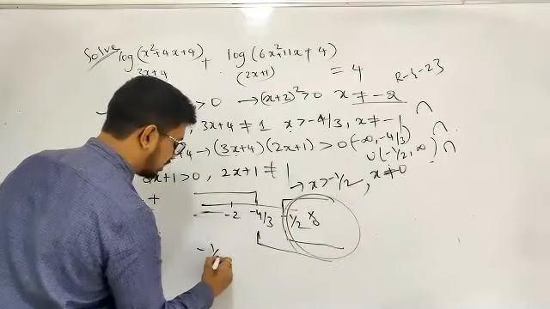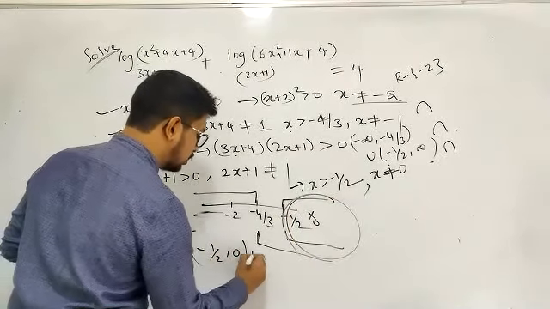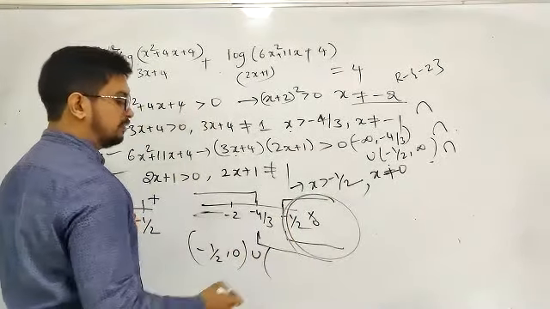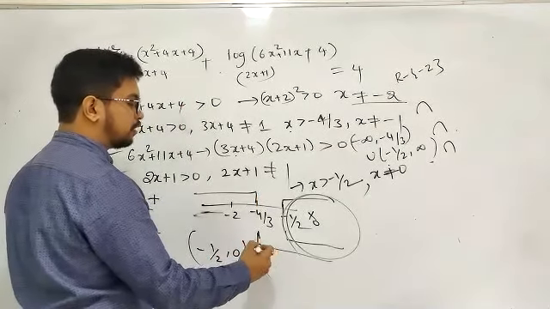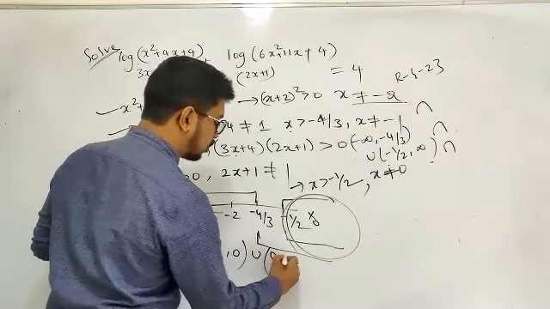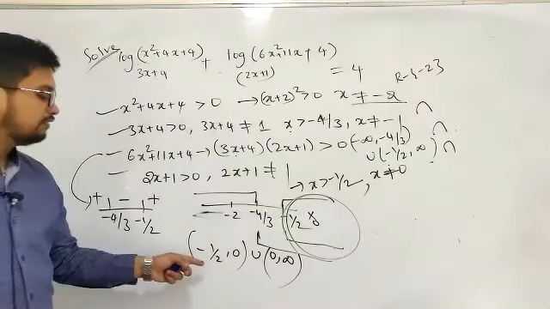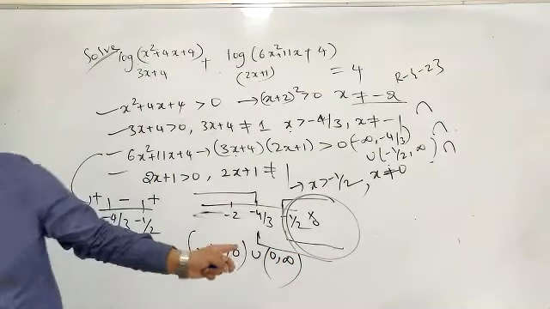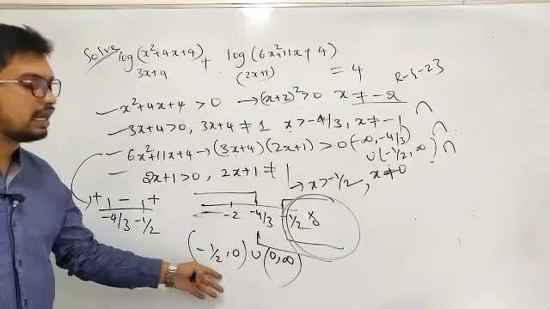My common domain will be minus 1 by 2 comma 0, union 0 comma infinity. This will be the final domain.